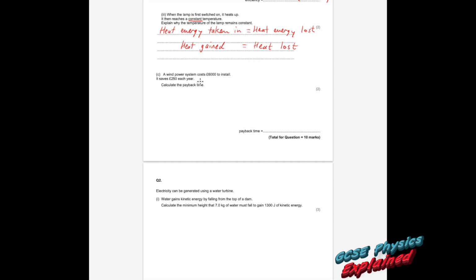A wind power system costs £6,000 to install. It saves £250 each year. Calculate the payback time. So the payback time is how long it takes to get your money back compared to the initial cost that you had to pay to install the system. So that's £6,000 divided by £250. So that's 24 years.